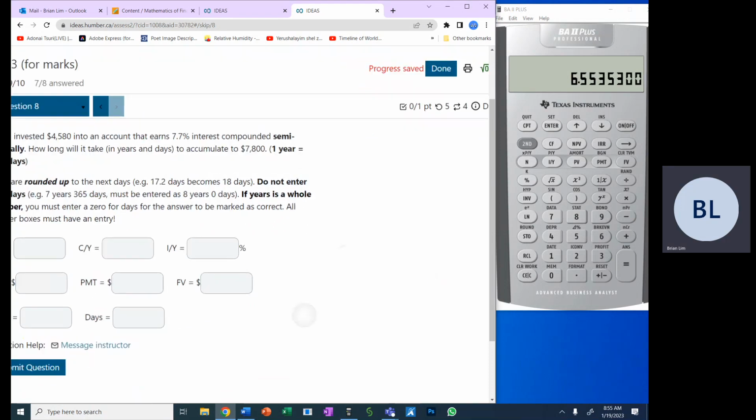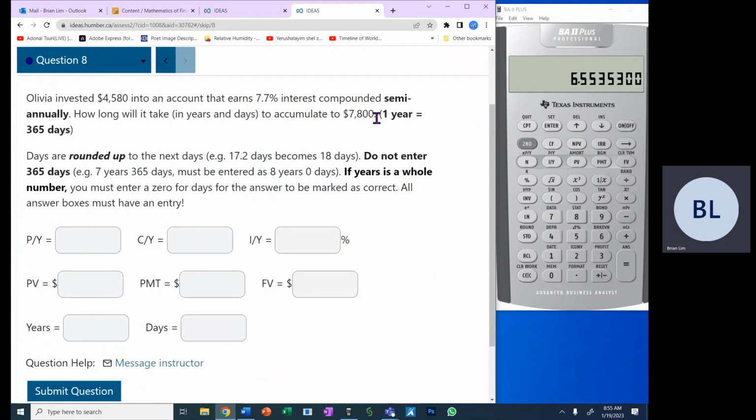Okay, now here we are. This is another question. Olivia invested $4,580 into an account. So let's copy that and paste it into the present value. That earned 7.7%, so that is the interest rate. We can put that in here. And then it's compounded semi-annually. So PY is 2 and so is CY.